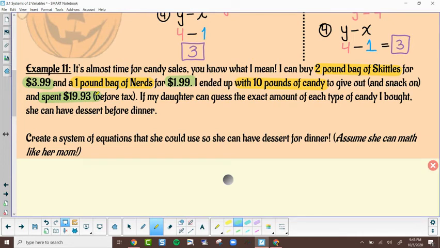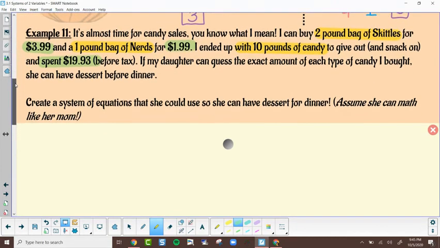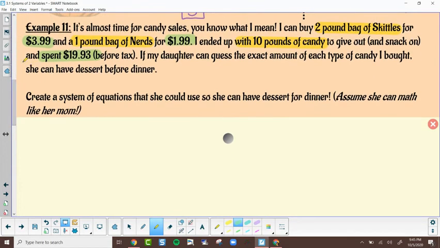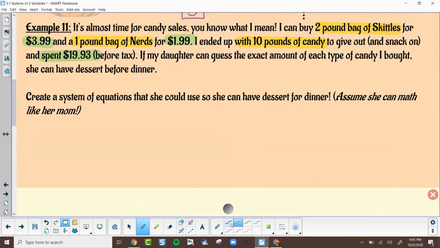It says if my daughter can guess the exact amount of each type of candy I bought, then she can have dessert before dinner. So create a system that she could use. We'll assume she's as good at math as I am. So I see 2 different equations: a pound equation and a money equation. That's how this problem is first going to work. I also need to define some letters. So I'm going to say S is going to be the number of Skittle bags. That's how many I'm looking at, Skittle bags.